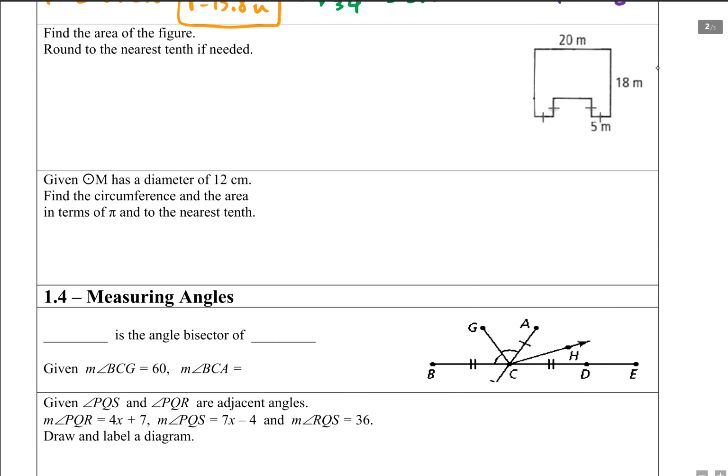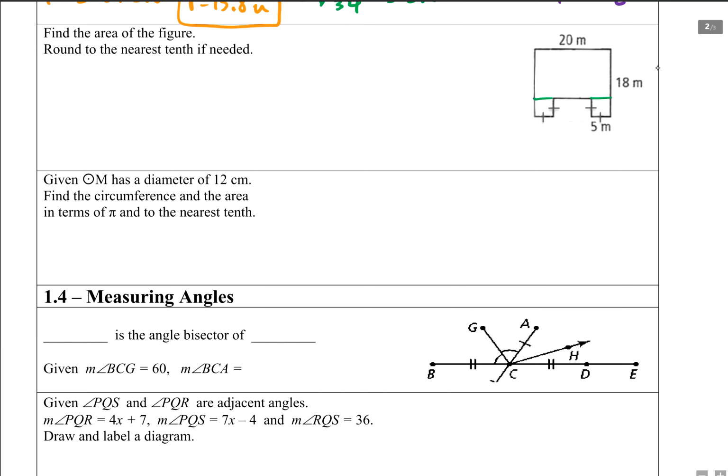Find the area of the figure, round to the nearest tenth if needed. Okay, well, it's not a common figure. There's a couple of ways I can do this. I could either cut those off and do 3 separate pieces, right? Piece 1 plus piece 2 plus piece 3, that would be easy enough. Or what if I made it an entire piece and then subtracted out that piece? So we could do it both ways.